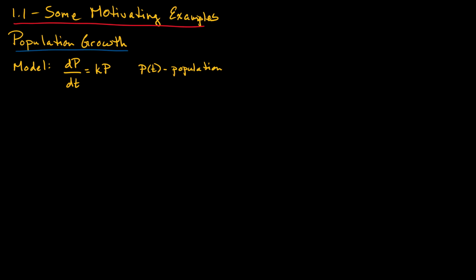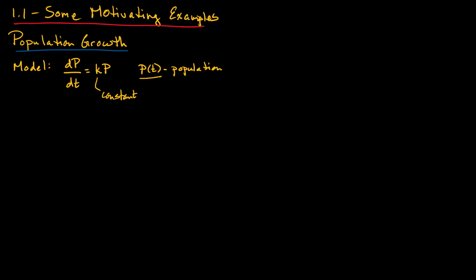A population tends to grow at a rate which is proportional to its size. So the model for this statement is as follows. We say that the time rate of change of the population P is equal to some constant K multiplied by the instantaneous population P. So that is, the time rate of change of the population is directly proportional to its population at any given time. So this is the differential equation that we are looking to solve.